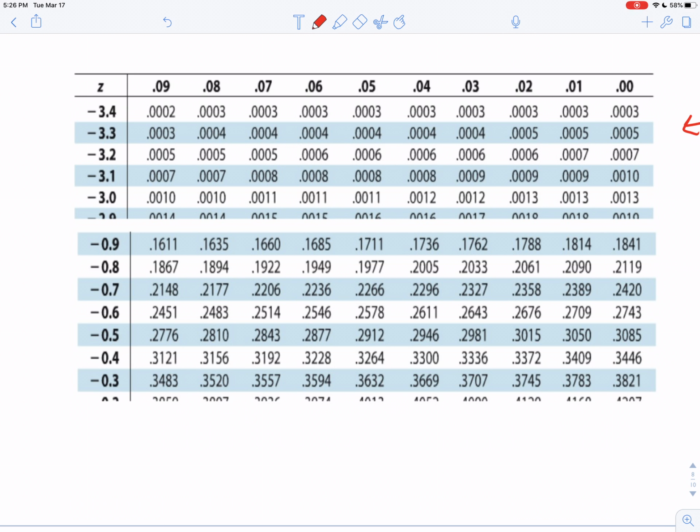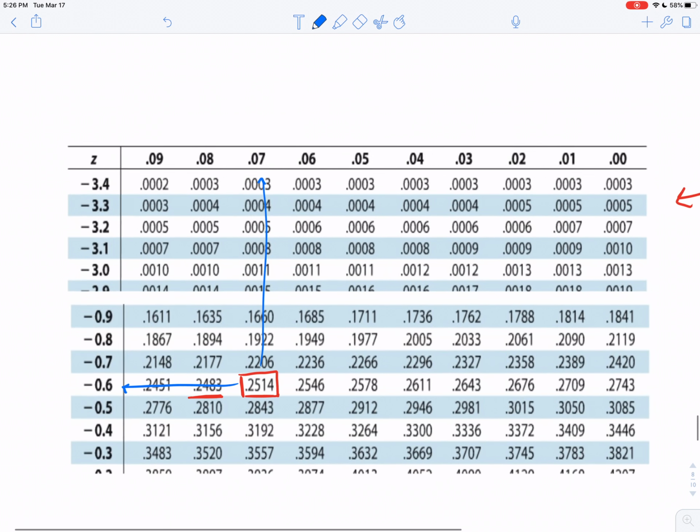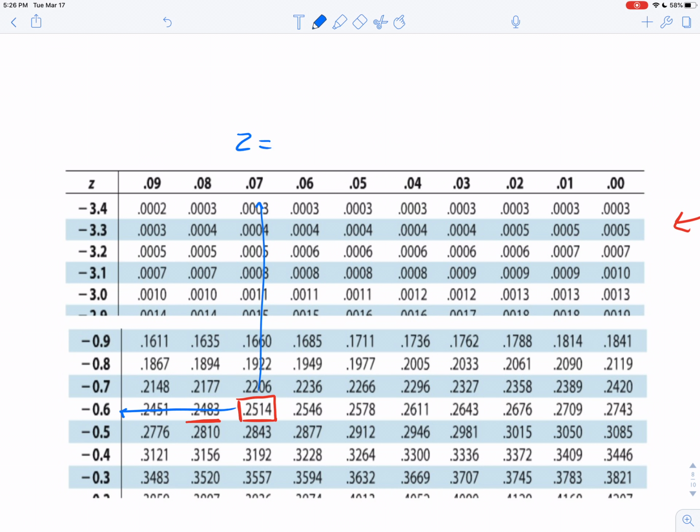Now again, this is one of those cases where I can't find the exact area. So I'm going to get as close as I can, either 0.2483 or 0.2514. If I can find one that gets closer than the other, then I'm going to take that closest area, in this case 0.2514 gets a little bit closer, and then reading off the z-score that corresponds, I would have a z-score of negative 0.67.